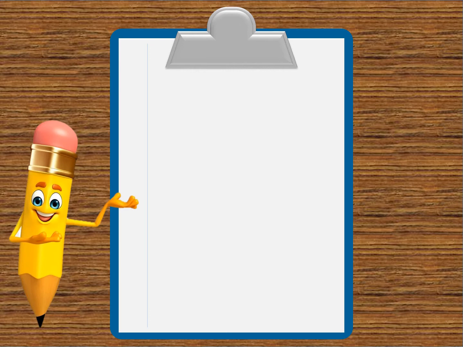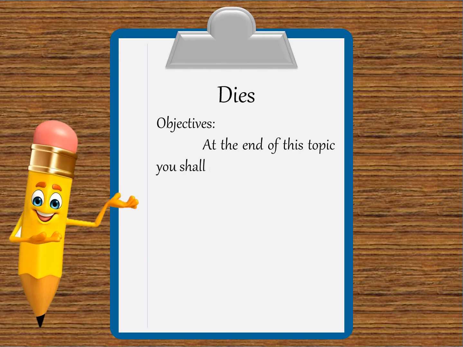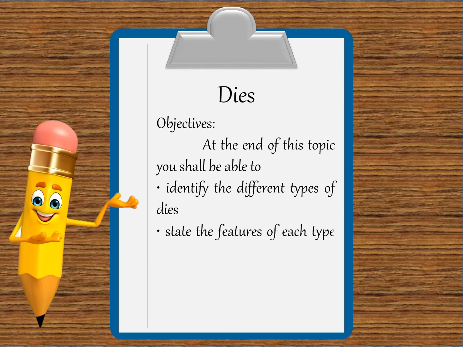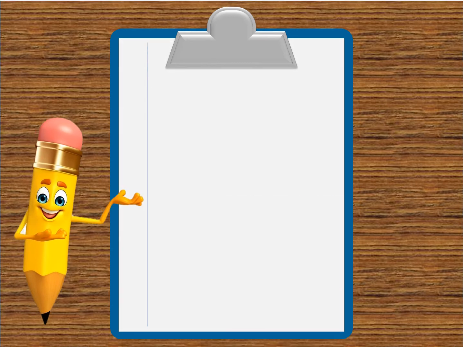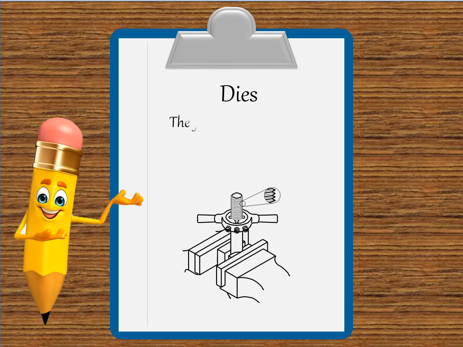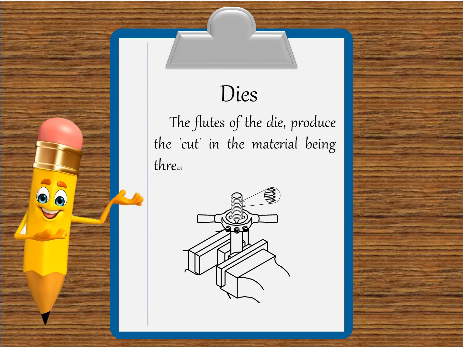Now, we are going to see about dies. Let's see the objectives. Of this topic you shall be able to identify the different types of dies, state the features of each type of die, and state the use of each type of die. Now, see the definition of dies. The flutes of the die produce the cut in the material being threaded, forming a thread.